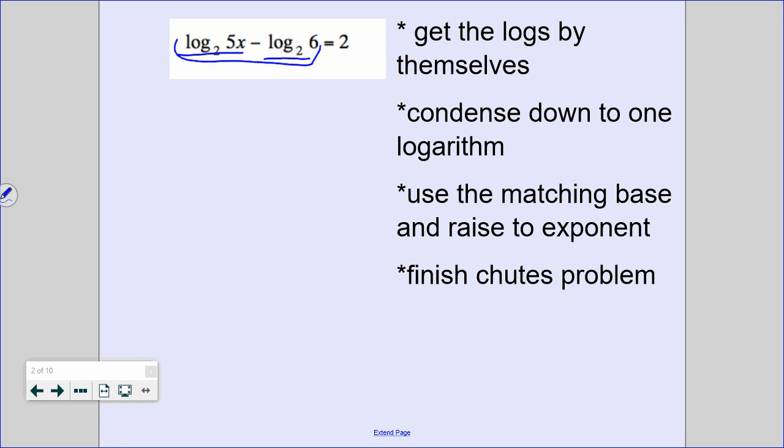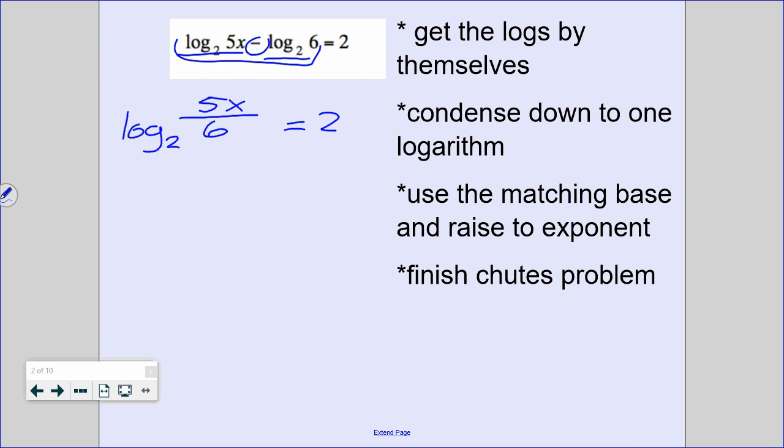We want to write that as one logarithm using our properties of logarithms. If they're combined with subtraction, you make it division. Isn't this what we learned yesterday? We did exponents, we solved like 2 to the b equals 17. Now we're solving when there are logarithms in our equation. They are very closely related. So we get log base 2 of 5x over 6 equals 2.